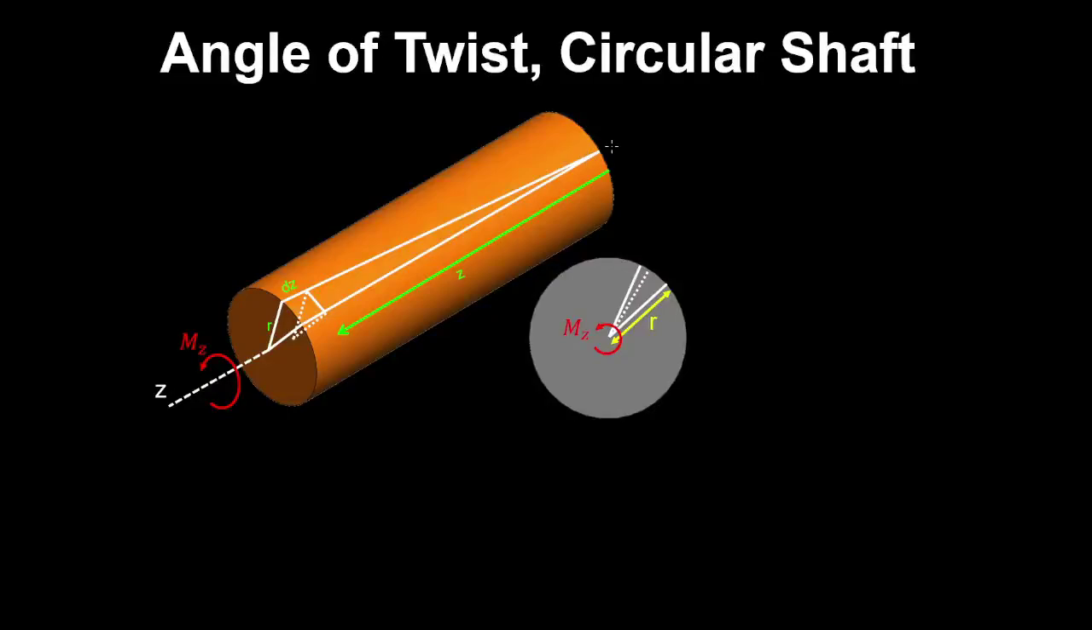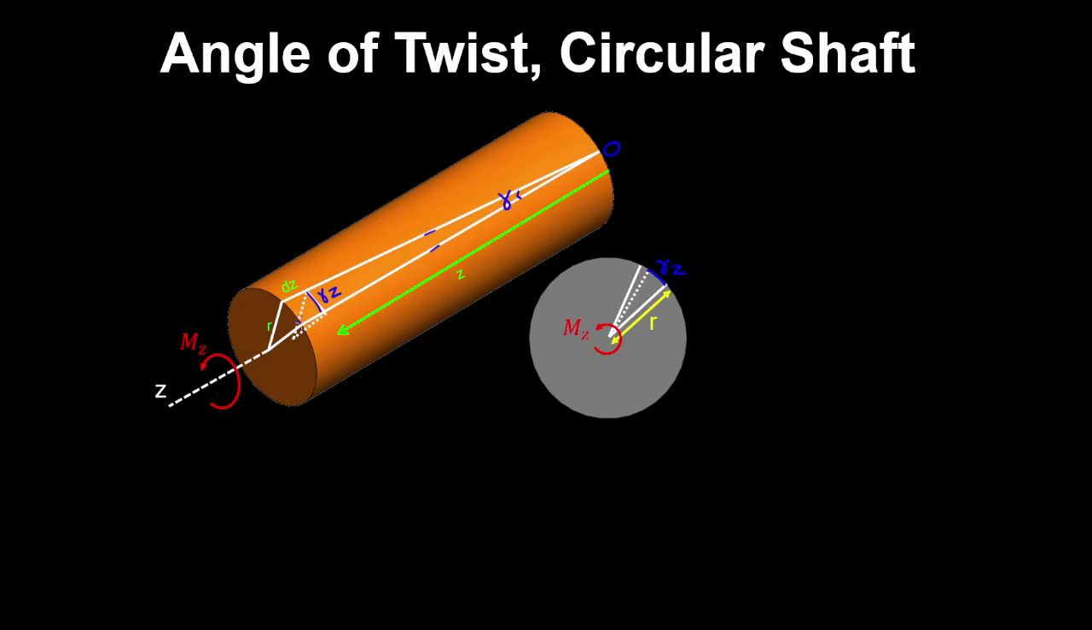Consider this circular shaft restrained at one end and subjected to a torque about its axis, while a fibre from this shaft distorts as follows, and this angle of distortion is the shear strain. And consider a cross section that's at a distance z from the origin, then this arc length is gamma multiplied by z, which is this length over here.